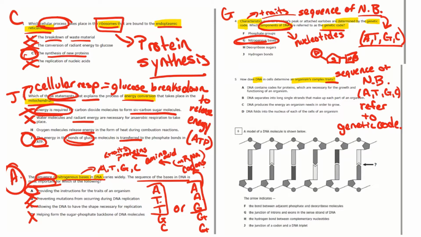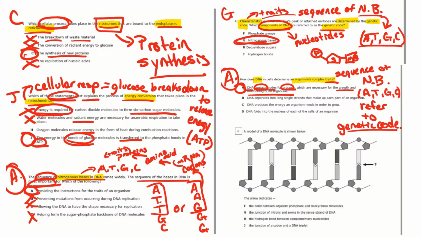Okay. Now, let's take a look at the answer choices. It says DNA contains codes for proteins which are necessary for the growth and function of an organism. Yes, that is correct. That DNA is going to have that code, the genetic code, that is going to give you certain proteins which are going to be used for growth and function of the organism. So it is letter A.